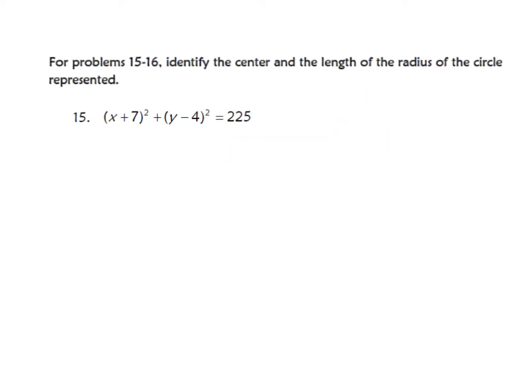The next one, we just want to identify the center and we want to identify the radius. So remember, my center comes from my h and k here, my radius from my constant. So we have, remember, it's always the opposite of h and the opposite of k. So my center is at -7, +4. My radius is the square root of 225 or 15. So this one here, radius squared was 225. So therefore, the radius is 15.